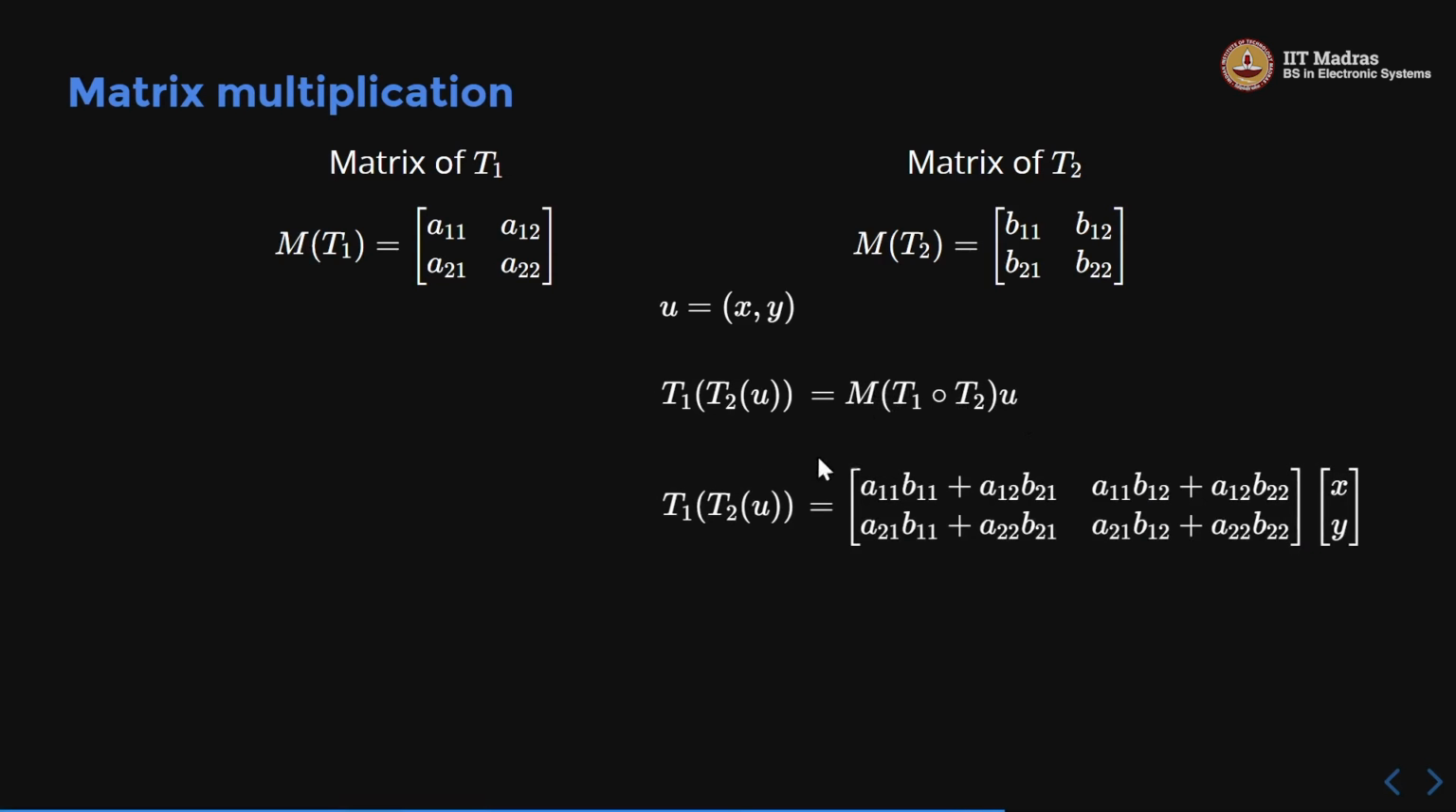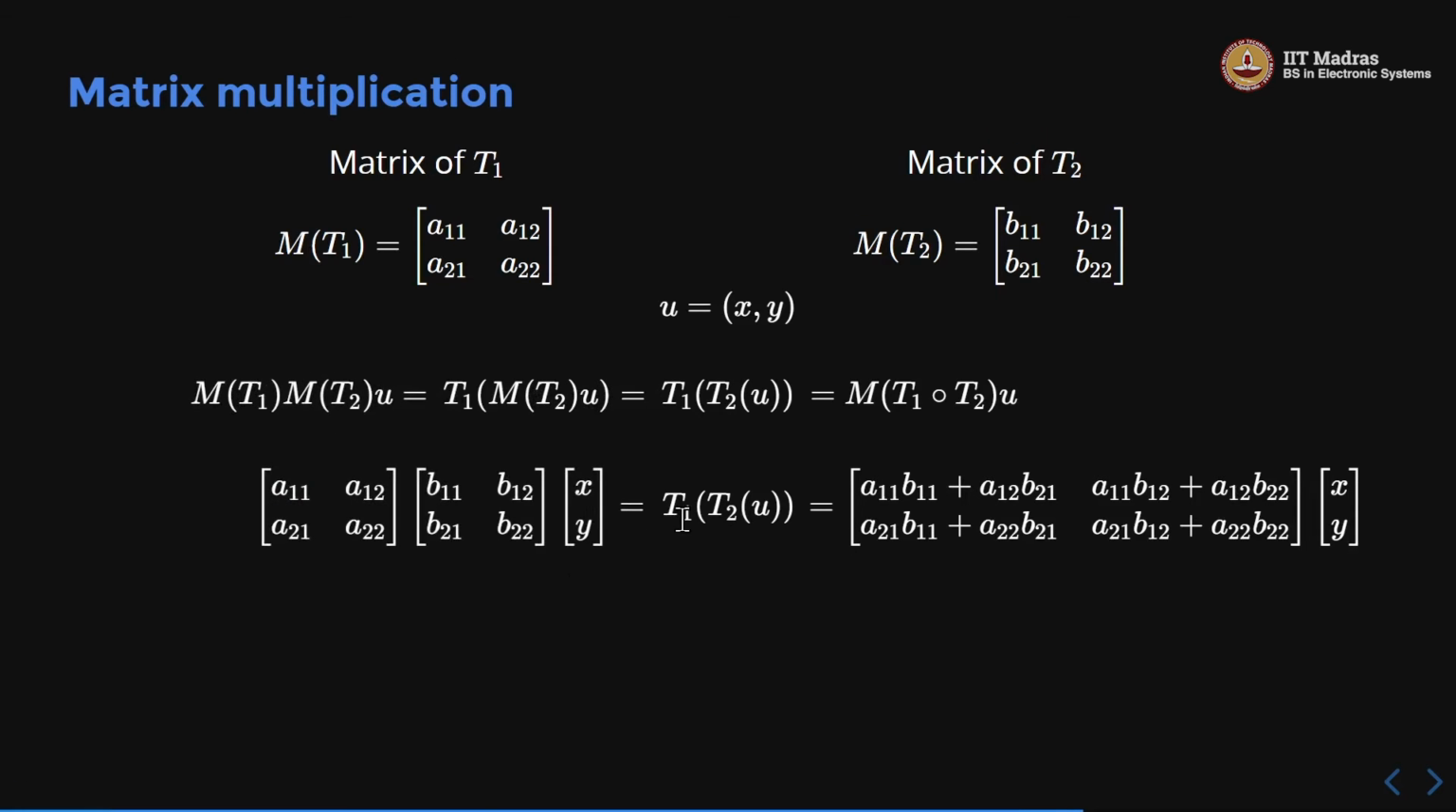What is the matrix of T1 composed T2? We already wrote that out, right? A11, B11, this complicated looking expression multiplied by x1. Now T1 of T2 of u, I can also write like this: T1 of m of T2 times u, isn't it? Now what is T1 of m of T2 times u? It's m of T1 times m of T2 times u.